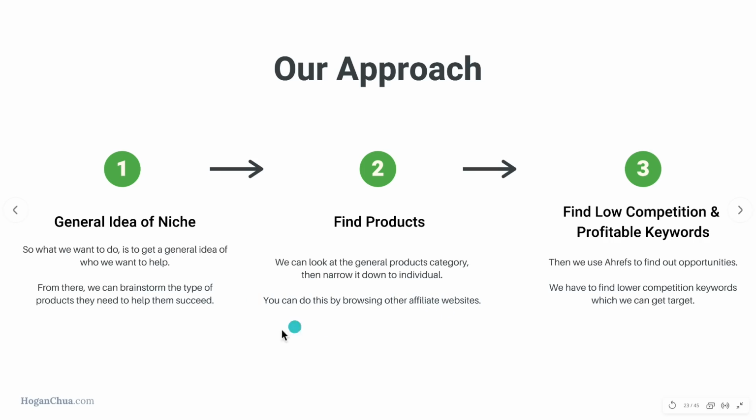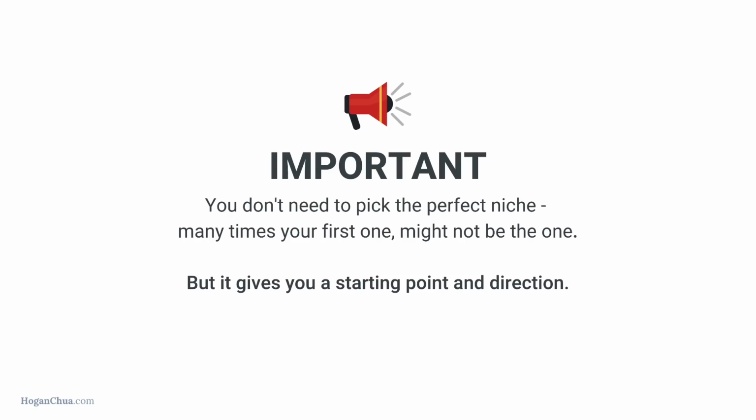So how we're going to approach it is that we need to find the general idea of the niche that we want to get into. Then we can find the products, and then we can find the low competition and profitable keywords to target for our website's content. So it's really important to understand that you don't need to pick the perfect niche, because a lot of times your first one might not be the one, right? But what we need is just a starting point and a direction for our niche so that we can find the right products and things like that.